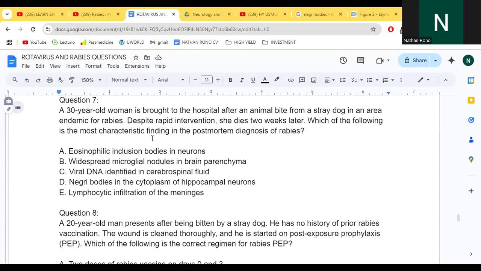A. Eosinophilic inclusion bodies in neurons. So we are very specific about the neurons. We said Negri bodies are eosinophilic inclusion bodies. They're aggregates of the viral proteins, and they're found in the cytoplasm of the neurons. But A is too vague. You don't expect to find them in the peripheral nervous system neurons. We expect to find them in the brain. So that's why D is the answer.